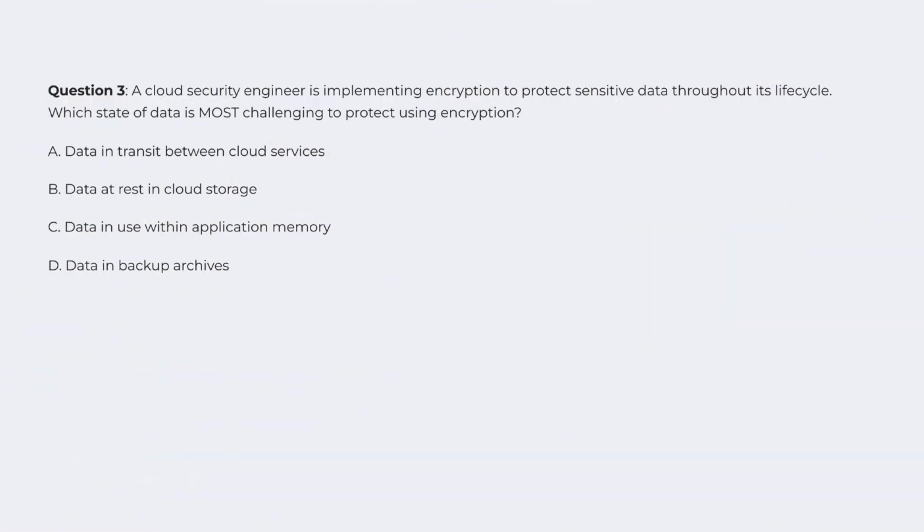Question 3. A cloud security engineer is implementing encryption to protect sensitive data throughout its lifecycle. Which state of data is most challenging to protect using encryption? A. Data in transit between cloud services. B. Data at rest in cloud storage. C. Data in use within application memory. D. Data in backup archives.